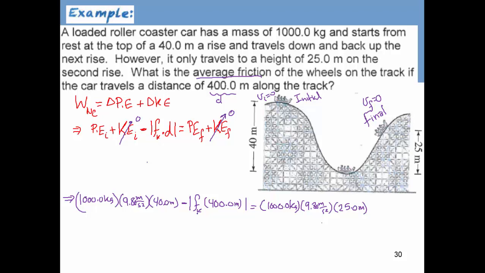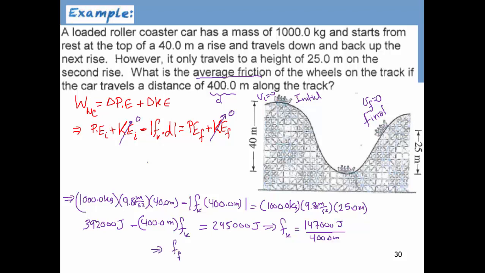So we have one equation with one unknown. So now we solve for the friction. 1000 times 9.8 times 40 meters will yield 392,000 joules minus the 400 meters times the friction. This is the left hand side. The right hand side of the equation, 1000 times 9.8 times 25 will yield 245,000 joules. Now we solve for the friction. This will give us 147,000 joules divided by 400 meters, and hence the force of friction, rounded off to 3 figures, will be around 368 newtons.